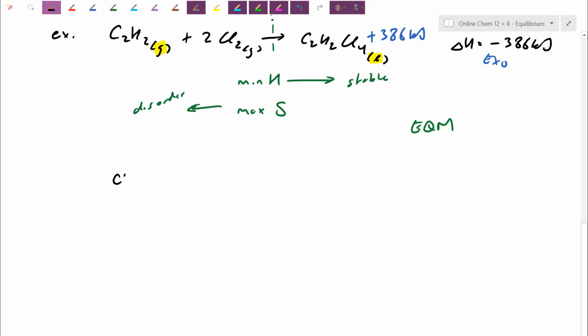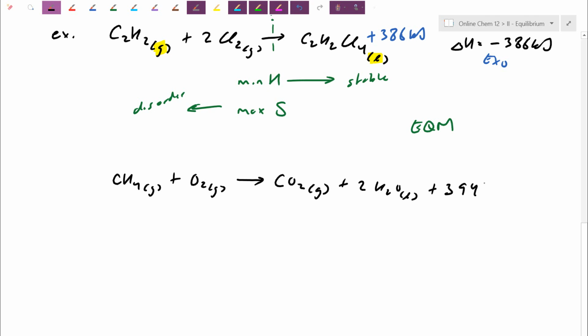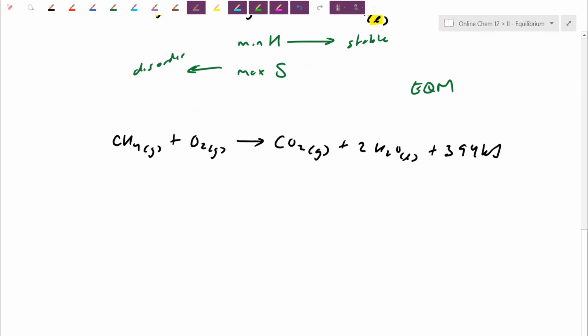So let's take CH4 as a gas. Let's become O2 as a gas. This one is supposed to become CO2 as a gas and 2 H2O as a liquid. This is a combustion, so it's really, really exothermic, 394 kilojoules. The question here is worded a little bit strangely. I want you to actually tell me, describe what happens to enthalpy and entropy, and what they're going to do is they're going to force a direction on you.